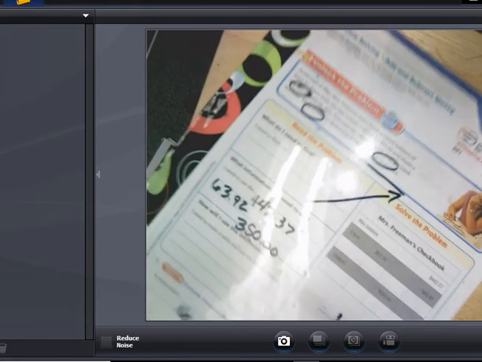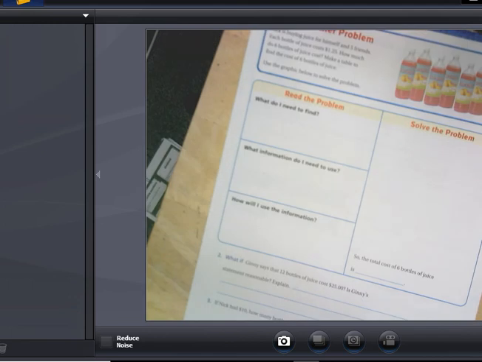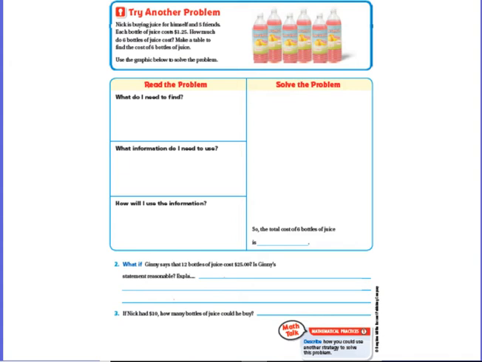Okay, let's go to the next story problem that you have on the back side, and let's look at that one. And it says, Nick is buying juice for himself and 5 friends. Each bottle costs $1.25. How much did 6 bottles of juice cost? Make a table to find out the cost of the 6 bottles of juice.